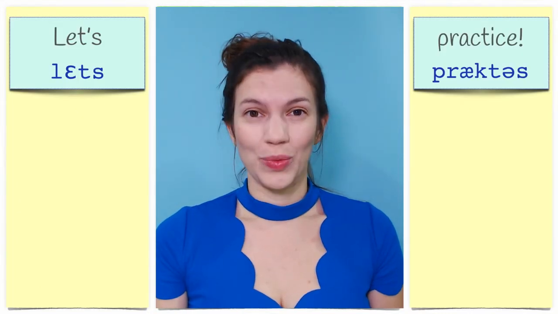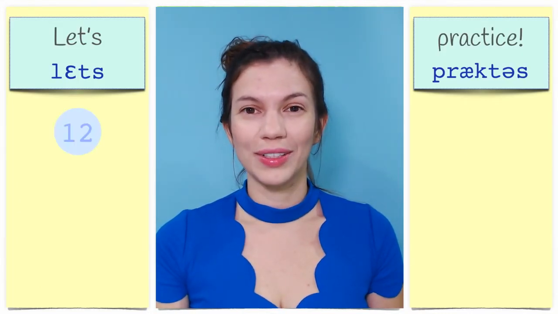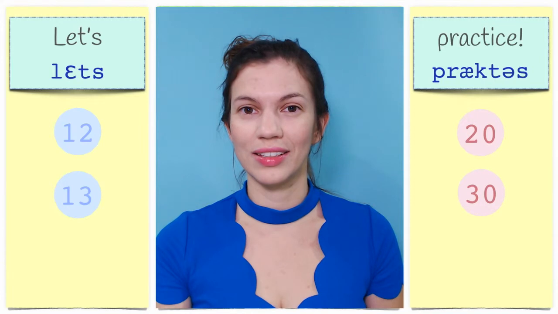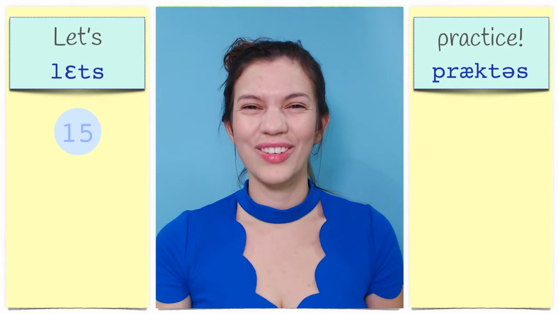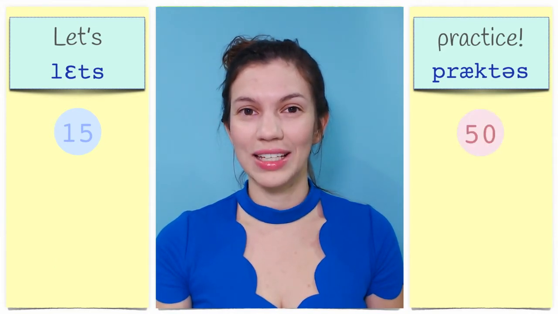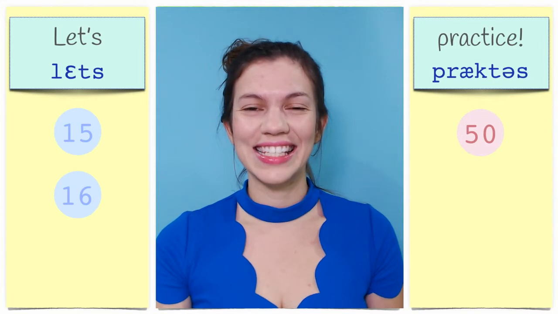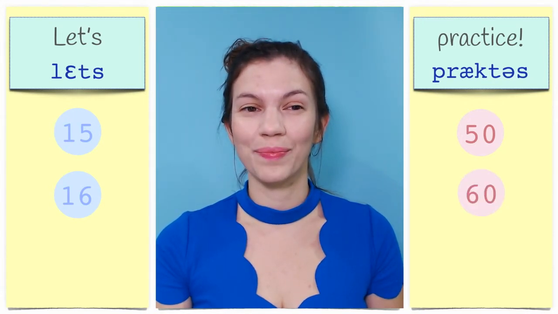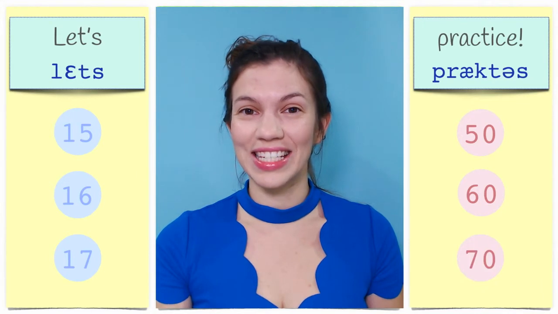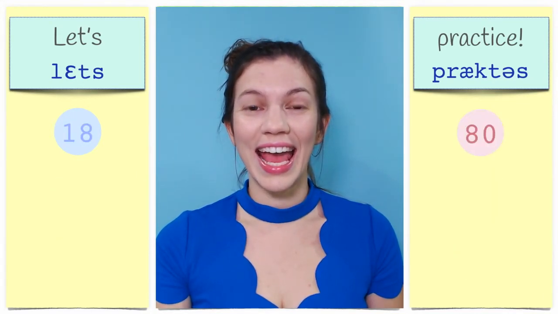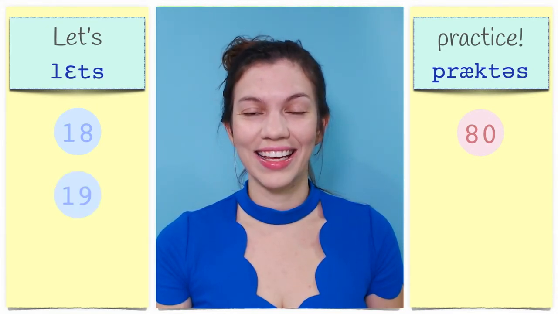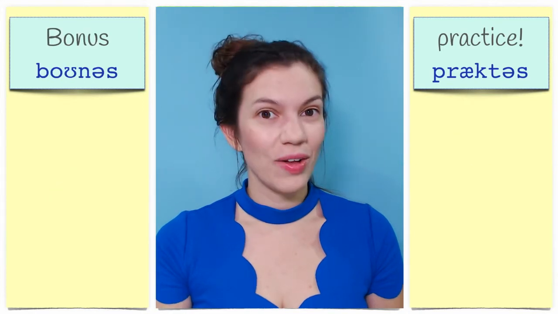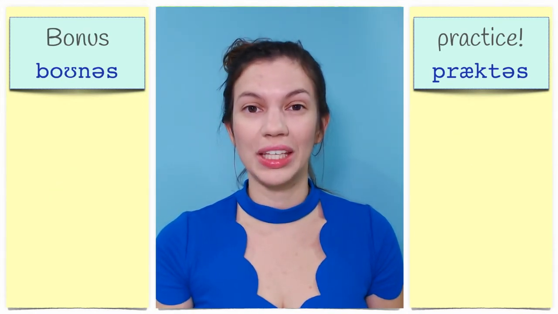Let's practice all the numbers we've discussed again. 12, 20, 13, 30, 14, 40, 15, 50. Make sure you're repeating. 16, 60, 17, 70, 18, 80, 19, 90. So now let's do a little bonus practice with years.